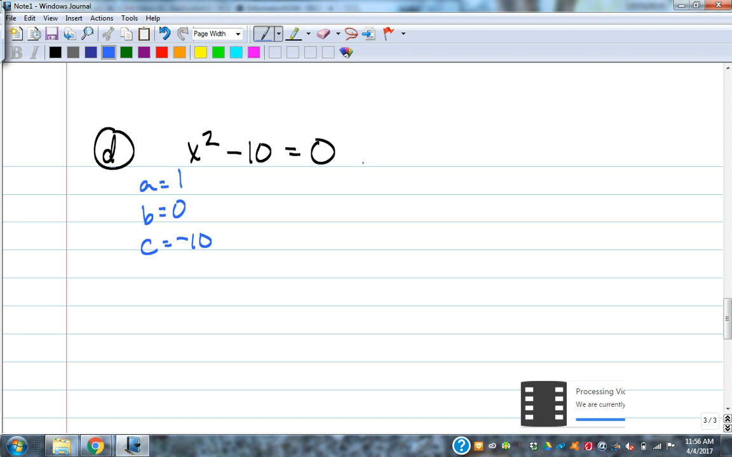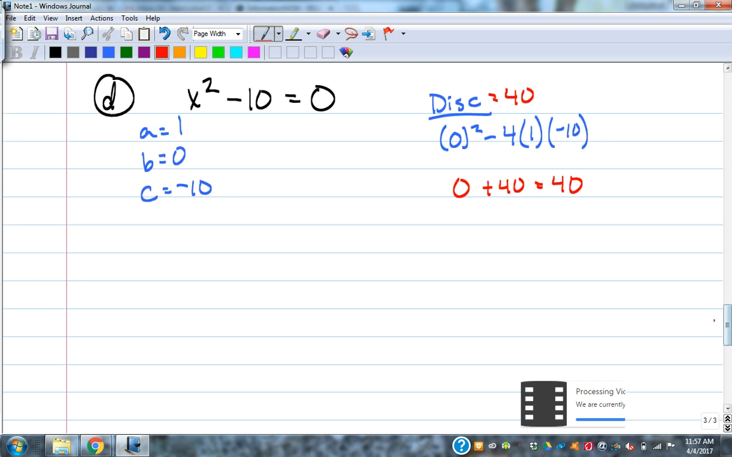Okay. Discriminant. 0 squared minus 4 times A times C. 0 plus 40 is 40. So the discriminant is 40. So my quadratic formula part, it says negative B. Is there such a thing as negative 0? No, so it's just 0 plus or minus the square root of 40 over 2 times 1.